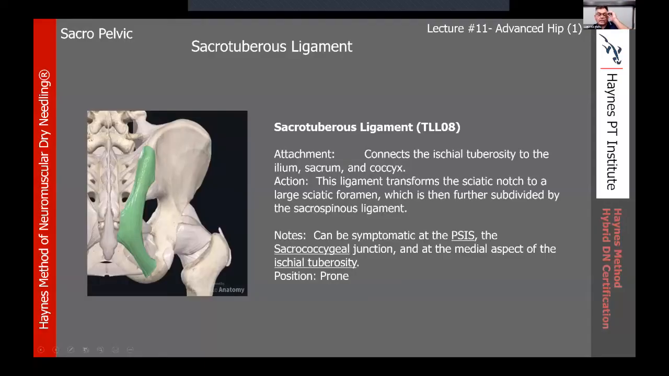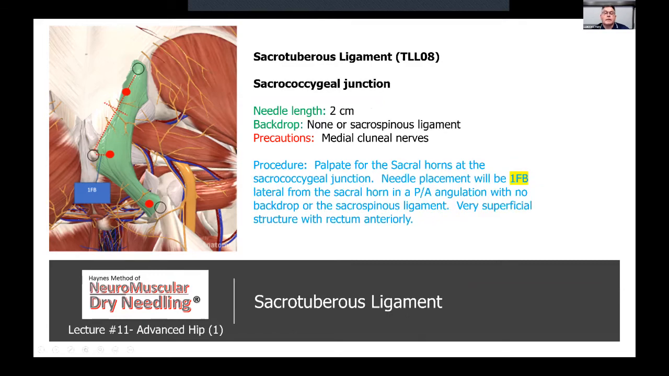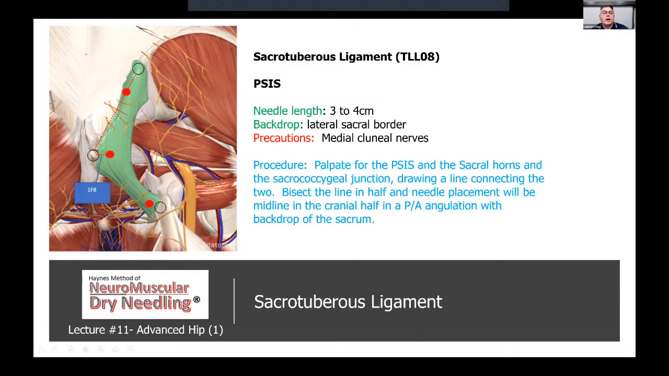For the sacrotuberous ligament, here we have 3 different locations. It can be symptomatic at the PSIS, at the sacrococcygeal junction, or at the ischial tuberosity. Here in the little picture, you see the burst of Gluteus Maximus, which can be an issue. But the sacrotuberous ligament here represented by this big, broad ligament itself. Here, needle length 3 to 4 centimeters at the PSIS. Backdrop is down to the lateral sacral border. Precautions there for the medial cluneal nerves.